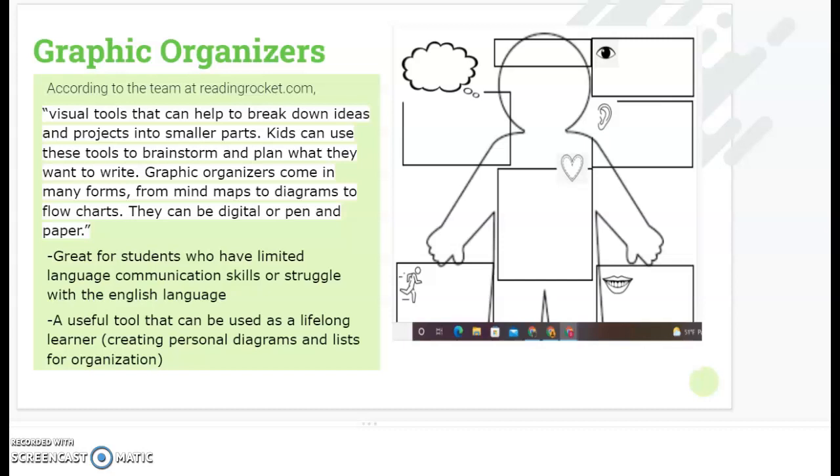considering that in order to make them independent, they need to be able to create an organizational format that works best for them. So creating personal diagrams and lists for organization is definitely a goal for my 9th grade learners in order to be successful in the future.